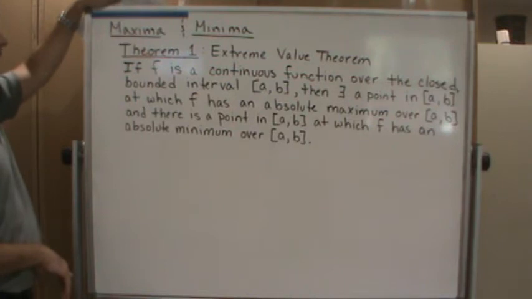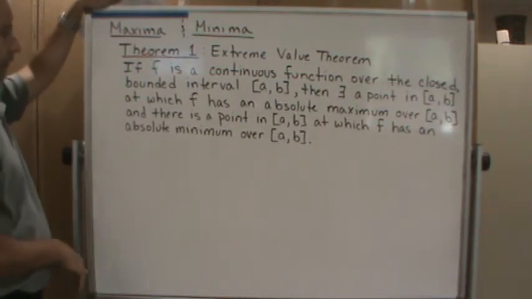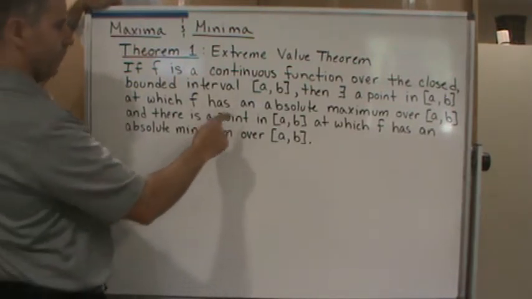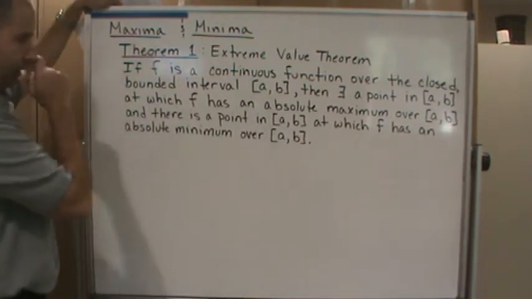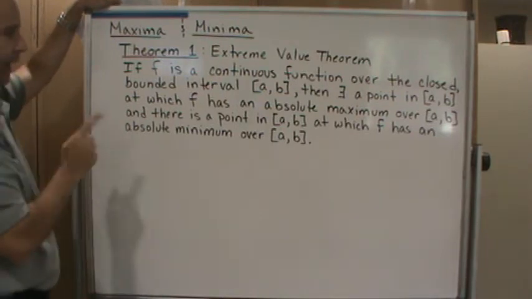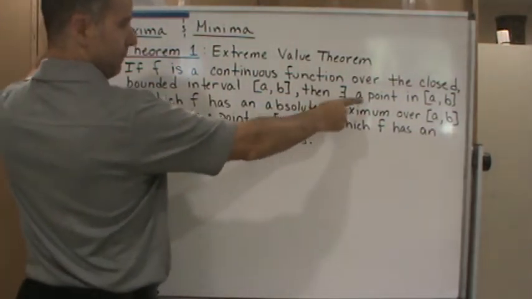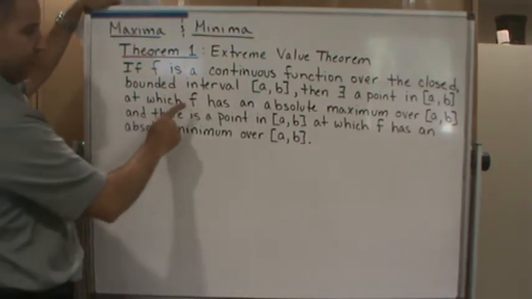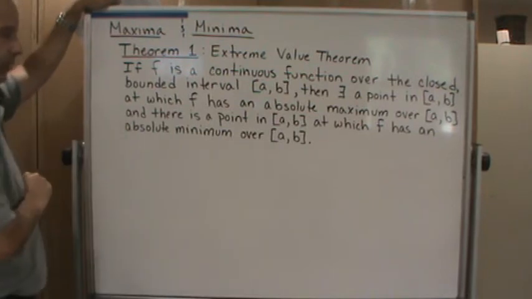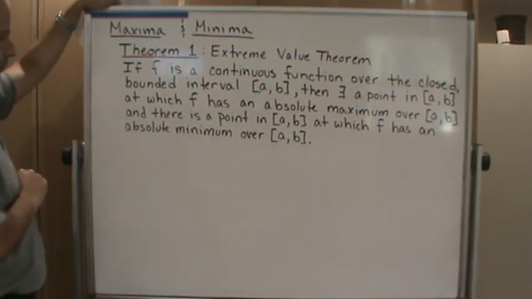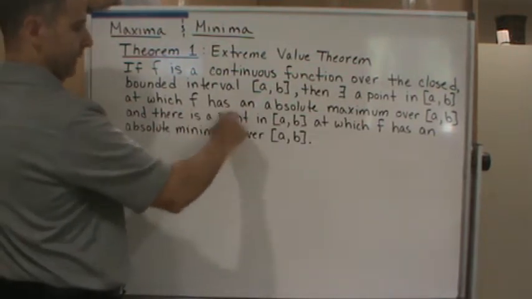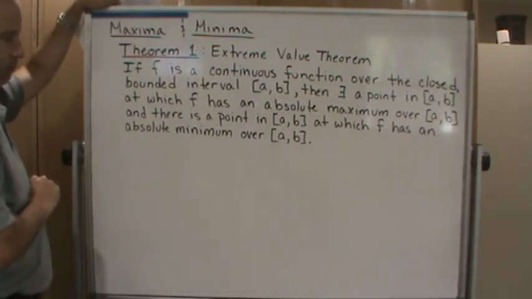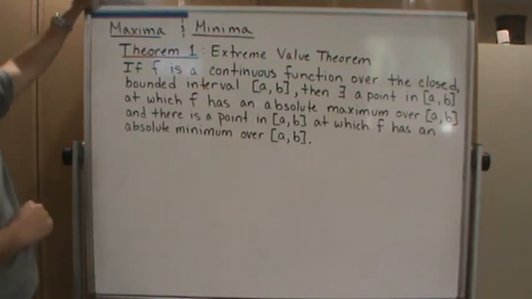Okay, or given. So again, the function has to be continuous, and we have to be talking about a closed bounded interval. Then there exists a point in the closed interval a to b at which f has an absolute maximum over a comma b, and there is also a point in the closed interval a b at which f has an absolute minimum over the closed interval a to b.